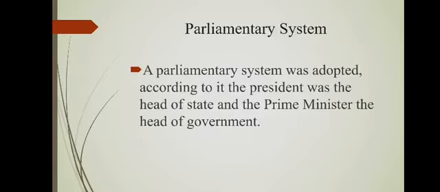Then we come to the system of government. It was a parliamentary form of government, where the president had very little power, or was the head of the state in name, and the prime minister was the head of the government. That's why Pakistan is called a republic, because a republic is a system of government where the president is the head of the state. We will discuss the powers of the president after that.